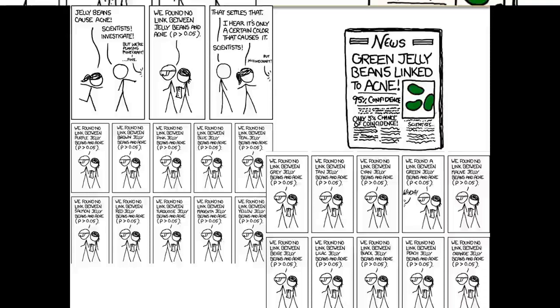So we ran it 20 times, and the green jelly beans showed up at 95% confidence, right? If I ran it 20 times, then at 95% confidence, I expect one of them to be wrong. That's the definition of a 95% confidence interval. So just because I ran the experiment a whole bunch of times, I actually get this problem that I need to understand what's going on, right?